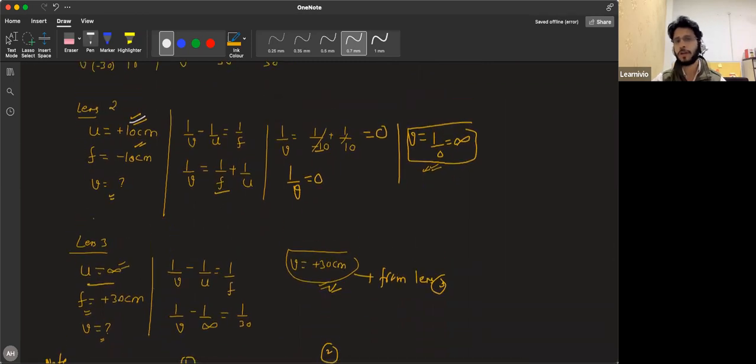See, for the third lens, u is infinite, f is plus 30, so we'll get v equal to plus 30. Or you can do it directly. Infinite rays means parallel rays, where they will converge at the focus. So focal length is 30, that means your image is at 30.